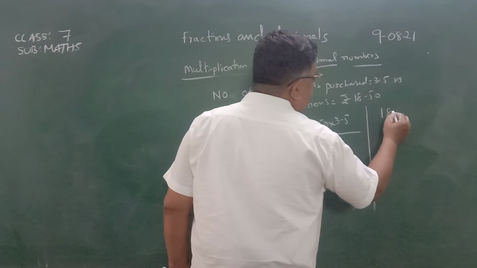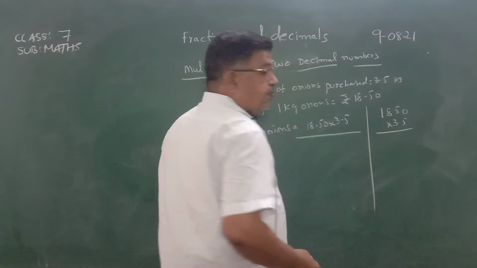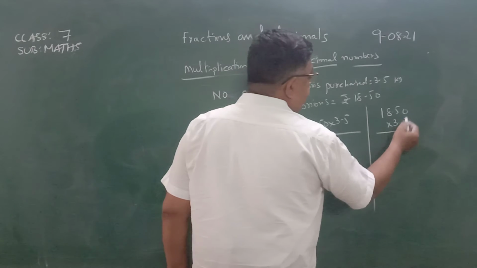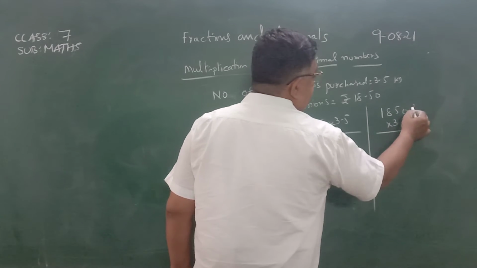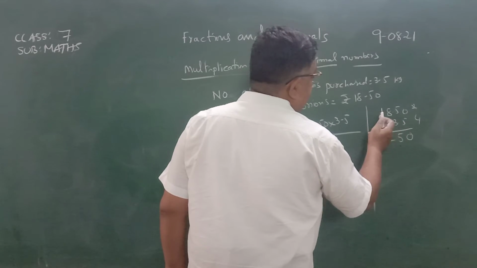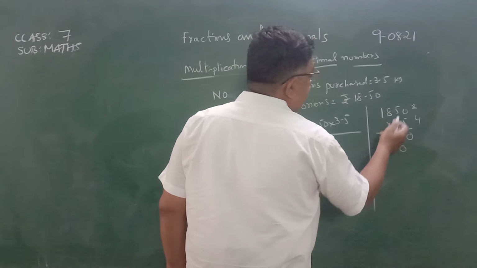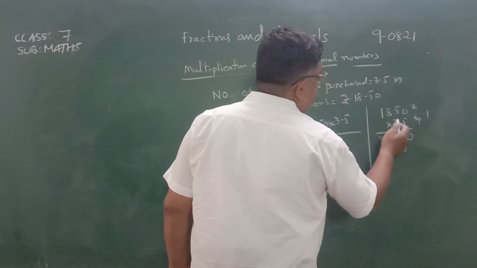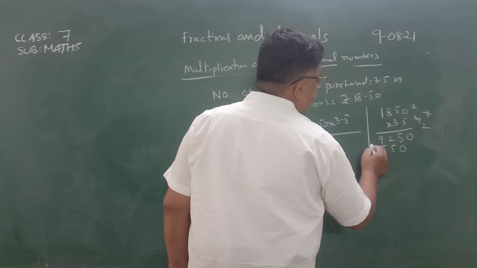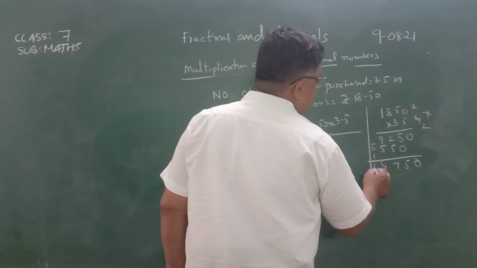First I will write 18.50 with multiplication of 3.5. Forget about points whenever you are multiplying. Multiply with 5. 5 0s are 0. 5 5s are 25. 5 8s are 40 plus 2, 42. 5 1s are 5 plus 4, 9. 3 0s are 0, start with the tens place. 3 5s are 15. 3 8s are 24 plus 1, 25. 3 1s are 3 plus 2, 5. Then add.